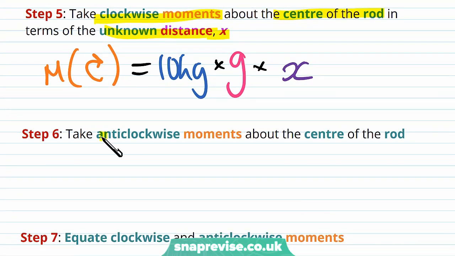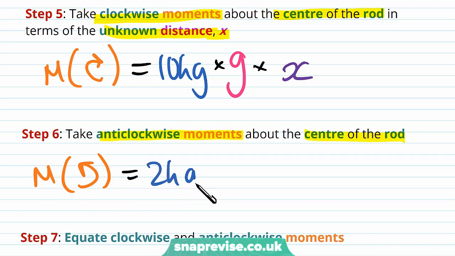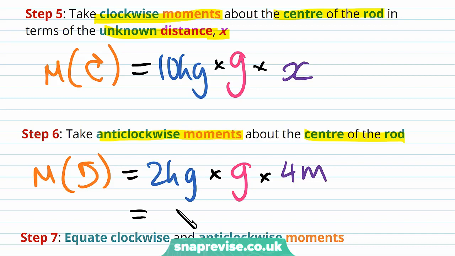And we can also take anti-clockwise moments about the centre of the rod. The anti-clockwise moment is given by 2 kilograms times g, which is the weight of the mass, because it's the mass that's creating an anti-clockwise moment on the rod. We multiply it by its distance from the centre, which is 4 meters. So we can simplify this to say that the anti-clockwise moment is given by 8 times g.